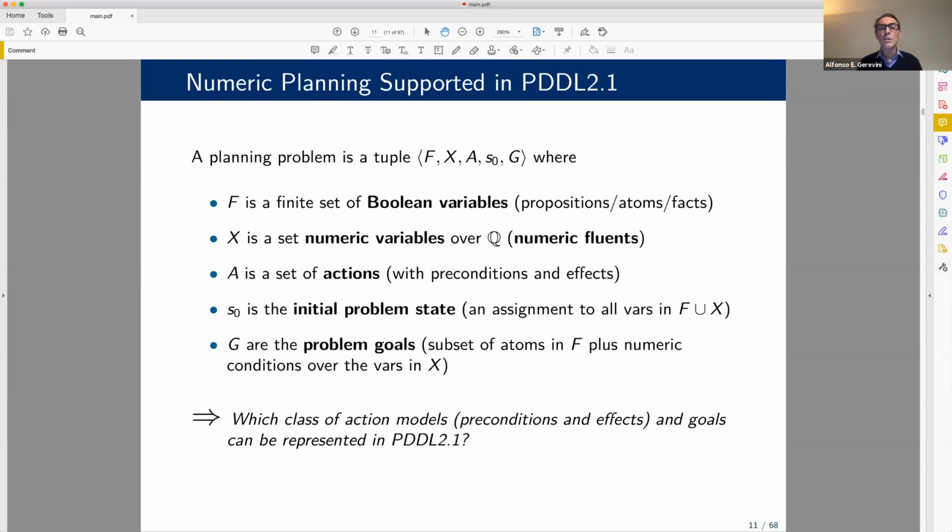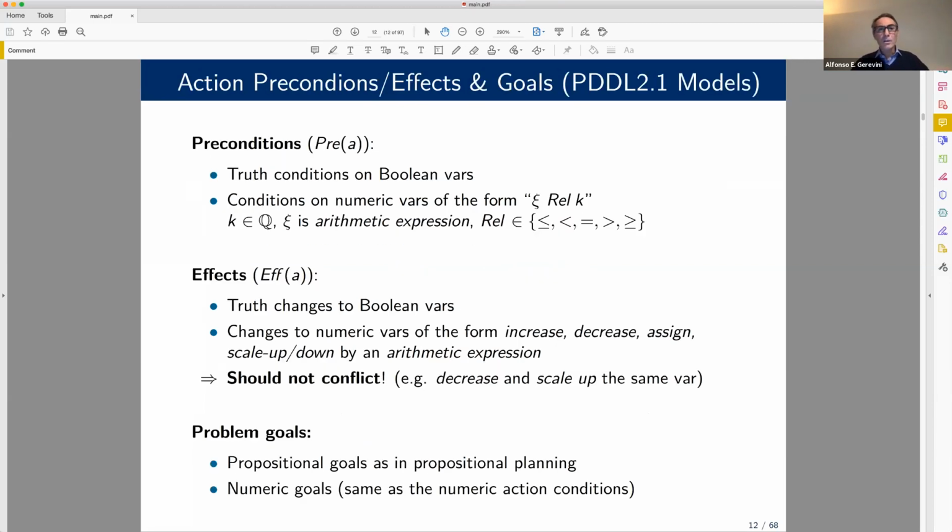Let's go into more detail. Because this is a very general definition, in order to describe in a more precise way the class of numeric problems that we can deal with in the language PDDL 2.1, we need to see how actions are represented. Actions have preconditions and effects. We have the same kind of preconditions and the same effects that we have in propositional planning, plus numeric preconditions and numeric effects. The numeric preconditions are conditions on the numeric variables that are restricted to be of the form xi rel k, where k is a rational number, xi is an arithmetic expression, and rel is a relational operator: less than or equal, less than, equal, and so on.